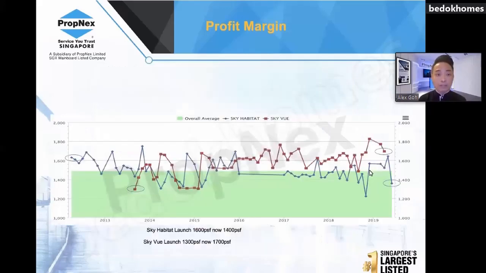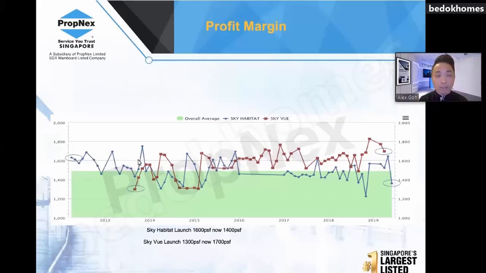Okay. So now the first thing, if you look at this chart, the blue line is Sky Habitat. So they launched in 2012, at a price of about 1,600 per square foot, which we refer back to the slide just now, which means that they are looking at a profit margin of about $300, which I can't say is super high, but is a decent amount for the developer itself. So with a $300 profit margin, they launched at 1.6.